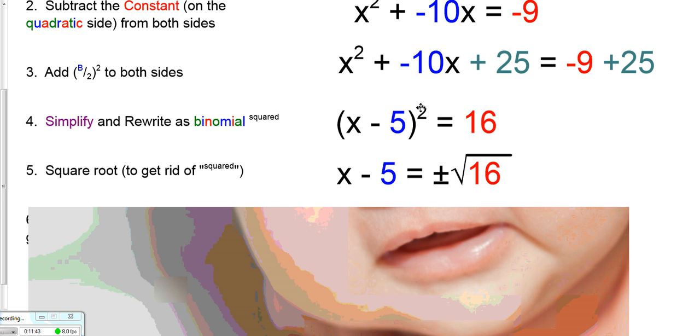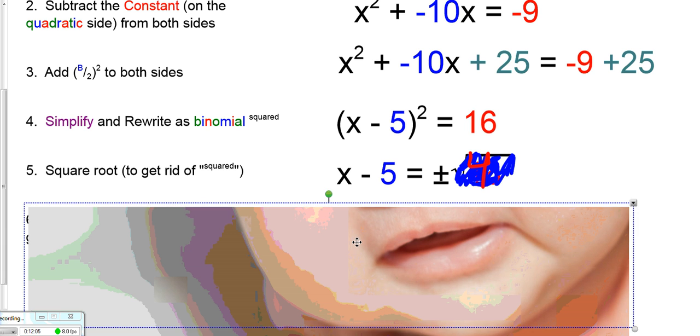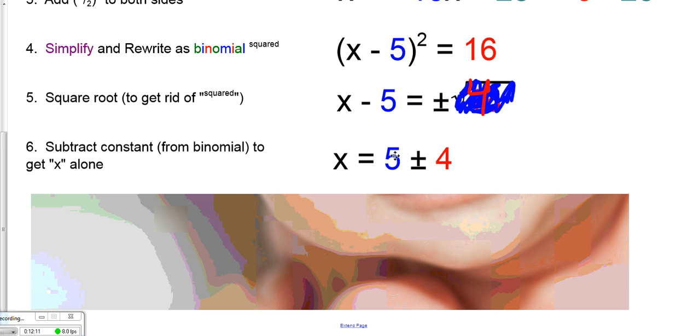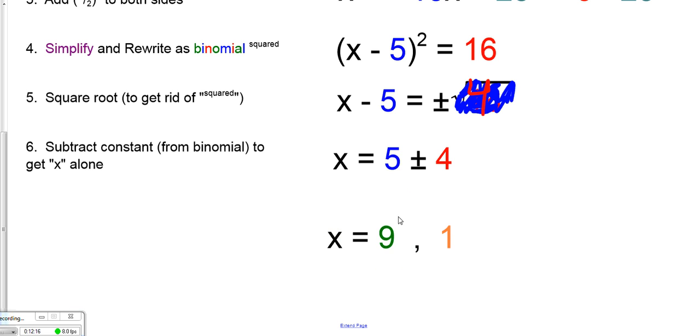I square root both sides to get rid of the square, and I get x minus 5 equals positive or negative square root of 16, which, by the way, square root of 16 is just 4. Lastly, I add the 5 onto both sides, so I have x equals 5 plus or minus 4. 5 plus 4 would be 9. 5 minus 4 would be 1. So here are my two options.